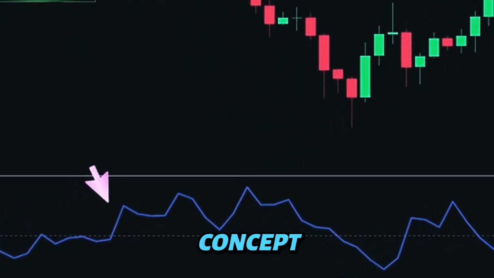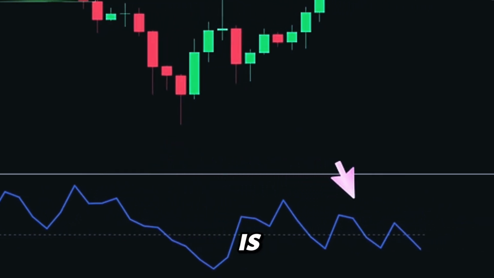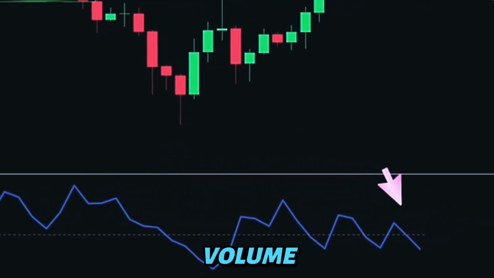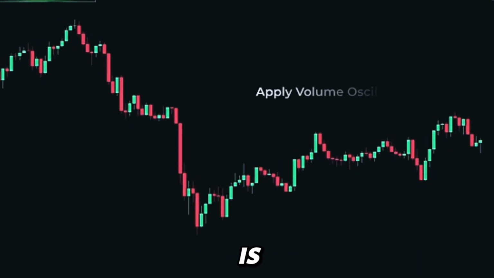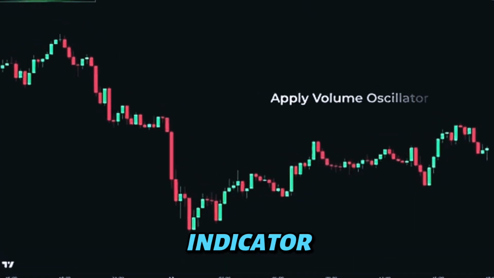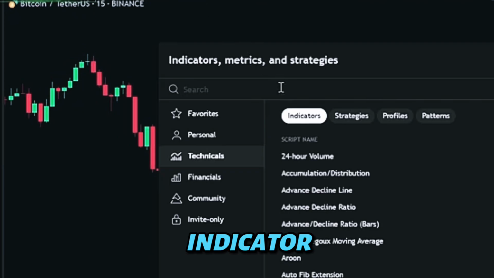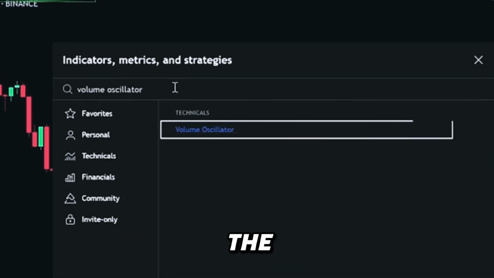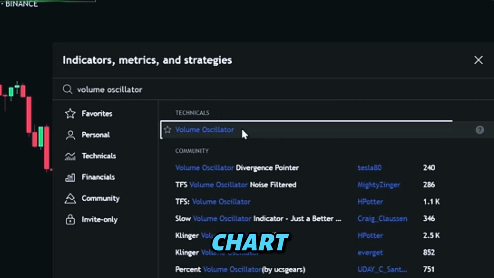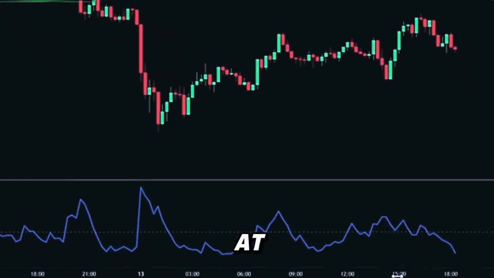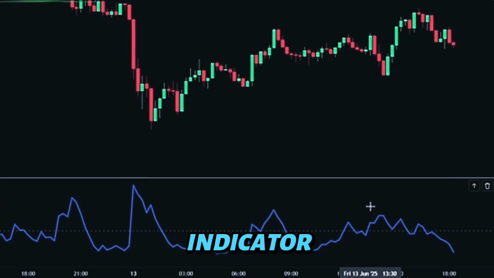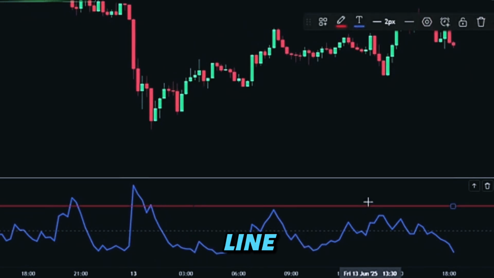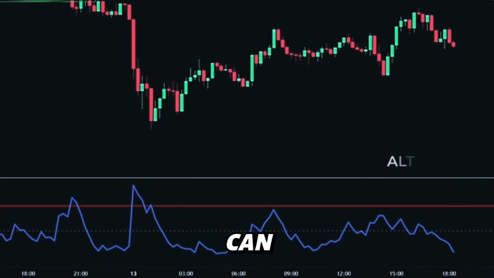So by using this concept, we can start to predict when a trend is about to reverse just by watching the volume. So here's how the full strategy works. The first thing you need to do is apply the volume oscillator indicator. To do that, go to the indicator section on TradingView and type in volume oscillator. Click the default one and add it to your chart. Once it's applied, aim your mouse at around the 30% level of the indicator, then draw a horizontal line. If you're using TradingView, you can press Alt+H to easily draw this line.